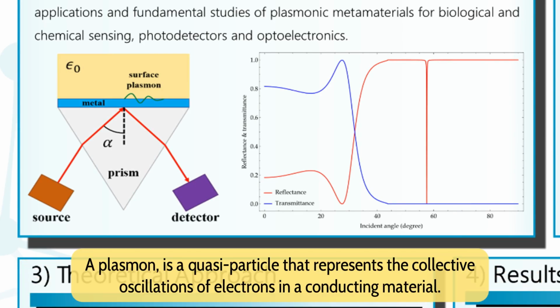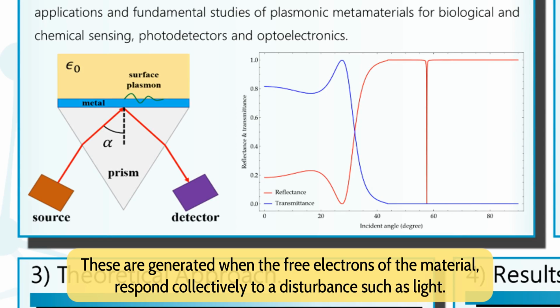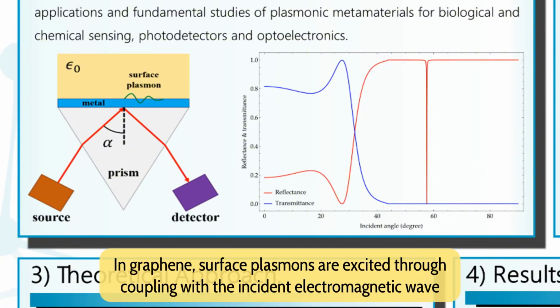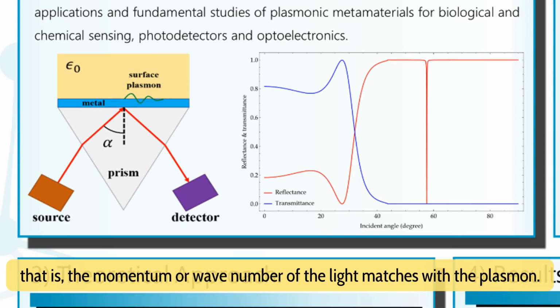A plasmon is a quasi-particle that represents the collective oscillations of electrons in a conducting material. These are generated when the free electrons of the material respond collectively to a disturbance such as light. In graphene, surface plasmons are excited through coupling with the incident electromagnetic wave, that is, the momentum or wave number of the light matches with the plasmon.